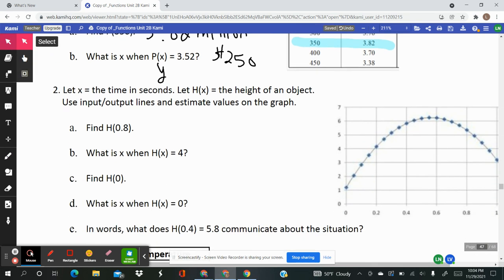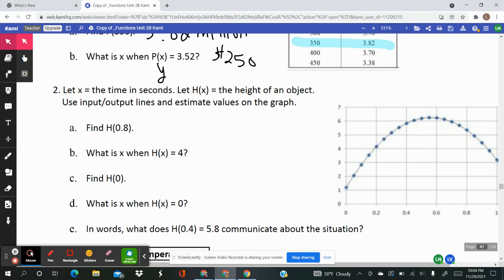So now we are going to let X equal the time in seconds. Let h of X equal the height of an object. Use our input and output lines and estimate values on the graph. So we're going to find that height at 0.8.